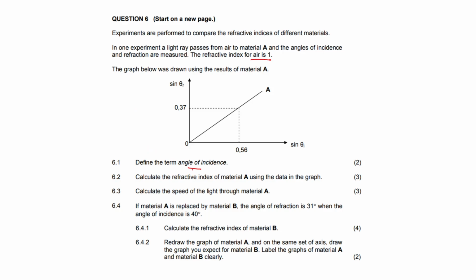So angle of incidence is the angle between the normal to a reflecting surface and the incident ray. Okay, that is probably in your textbook, or you can just get it from a past paper and study it as is. 6.2, calculate the refractive index of material A using the data on the graph.